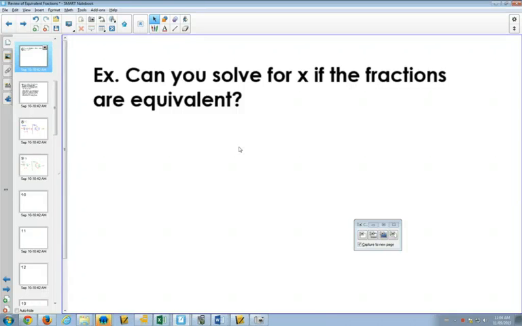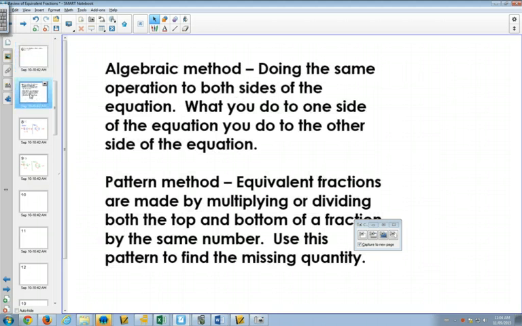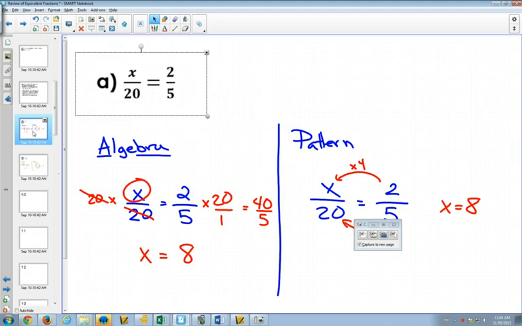So this is what we were doing in the other class. Can you solve for x if the fractions are equivalent? And we looked at these two methods. The algebraic method, where you have to do the same operation on both sides. And usually we had x over a number, like x over 20 or x over 4, and we were dividing by 20, or we were dividing by 4. Like in this first example, we were dividing by 20.